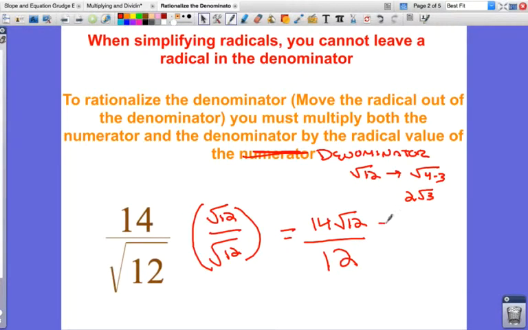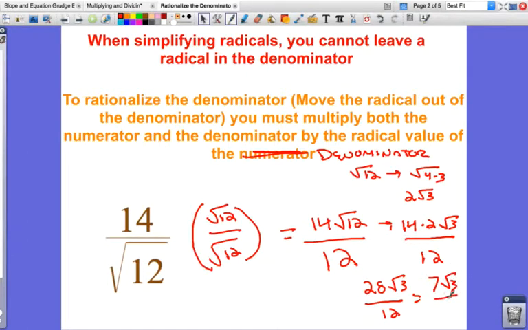So now what I have is I still have this 14, and this is being multiplied by 2 times the square root of 3 over 12. 14 times 2 is 28 root 3 over 12. And now I can reduce 28 and 12 by dividing by 4, because I'm going to divide by their greatest common factor. I can divide both of these by 4, which is going to give me 7 square root of 3 over 3. And this is all the way simplified.